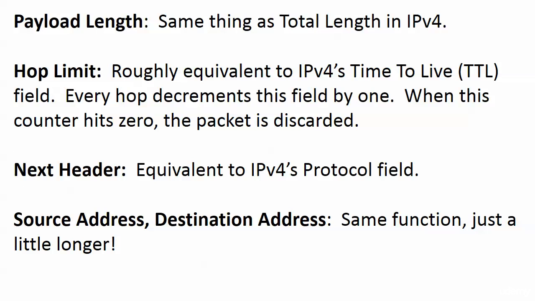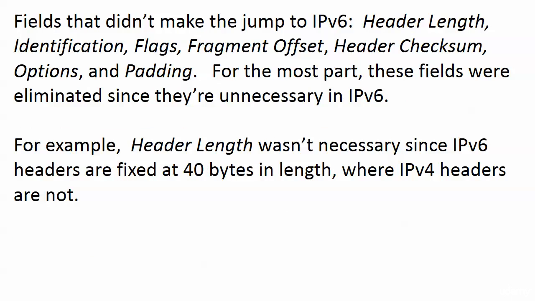Hop limit is a rough equivalent to version 4's TTL field, the time to live field. And every hop decrements that field by 1. And when that counter hits 0, TTL turns to TTD, time to be discarded, because that's exactly what happens. The next header field in version 6 is equivalent to version 4's protocol field. Source address and destination address, those are separate fields, of course, but they're same functions as in version 4, just a little bit longer, as we know very well.